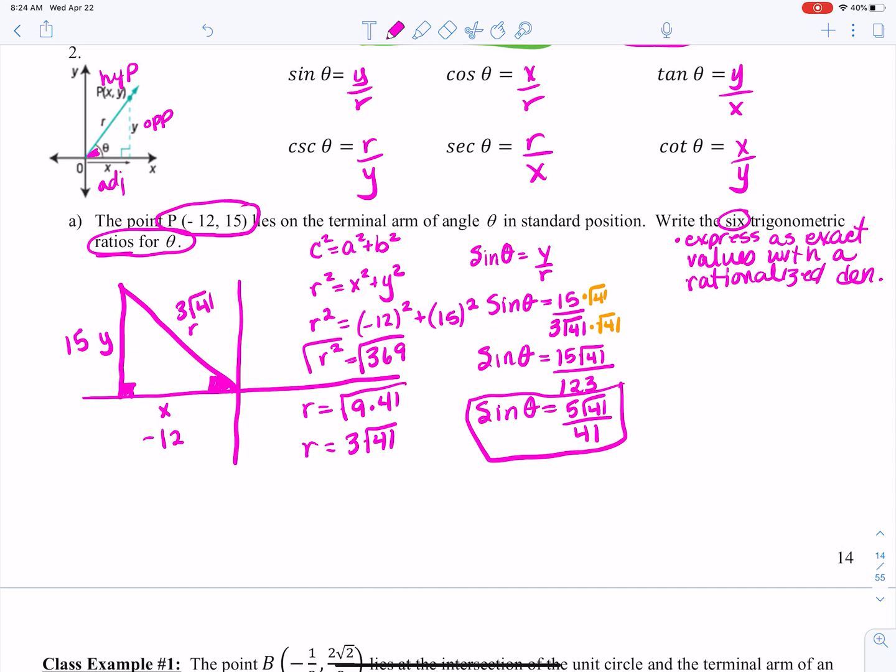Now I'm going to go ahead and do cosecant right now, since I did sine. So cosecant is equal to r over y. So cosecant is equal to 3 root 41 all over 15. So that reduces to root 41 over 5.